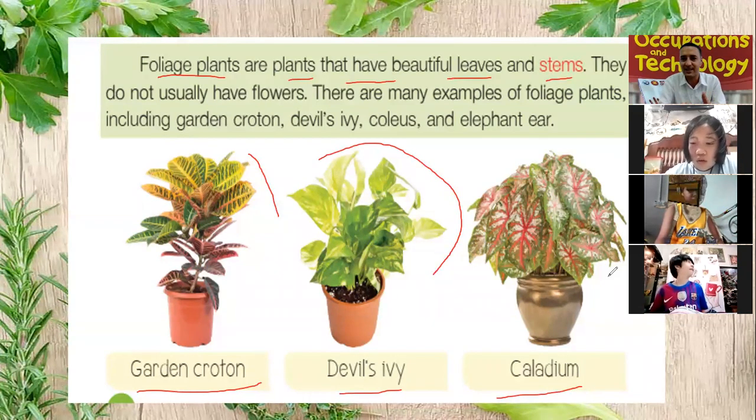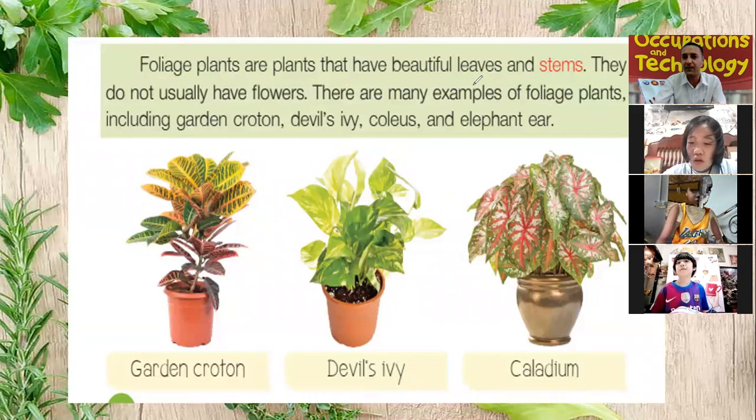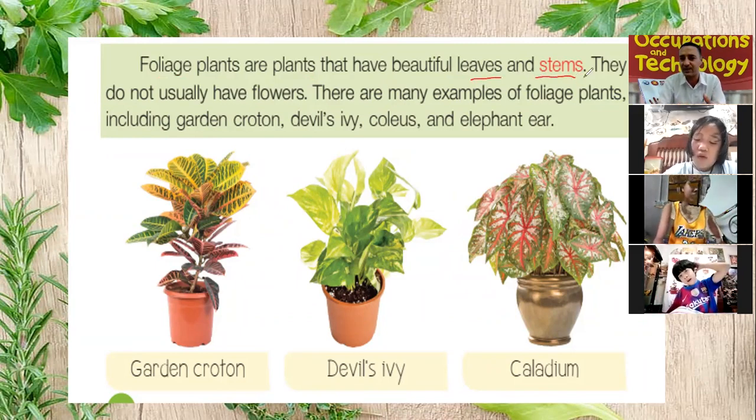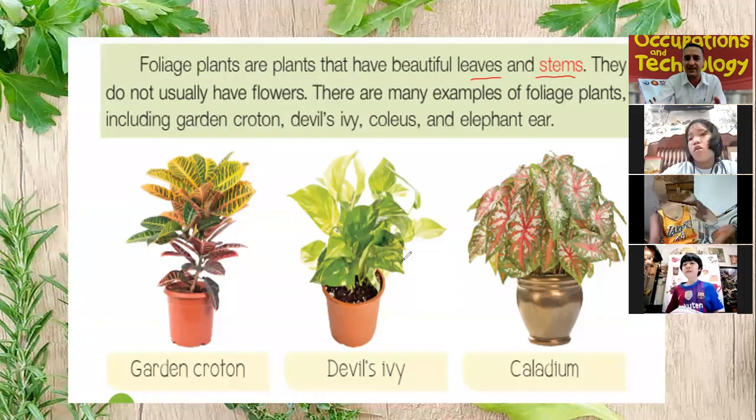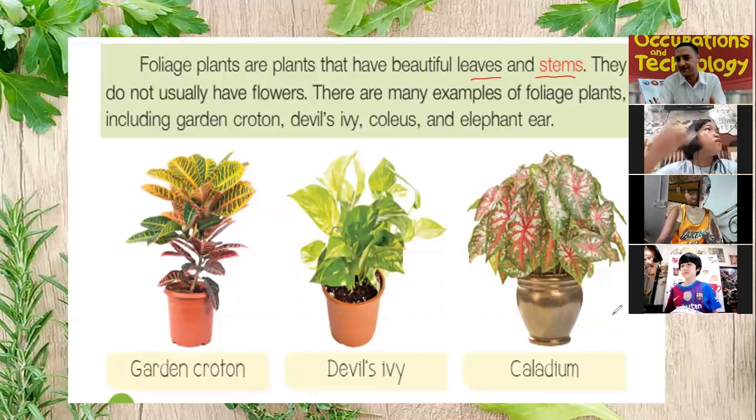Okay, students, you understand that? What do we mean by foliage plants? Foliage plants are plants that have beautiful leaves and stems, and they do not usually have flowers. There are many examples, as you can see here, some of them in the picture. So these are all foliage plants. Okay, students, you understand that?